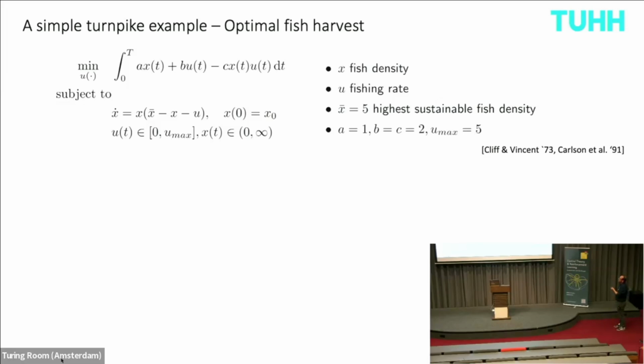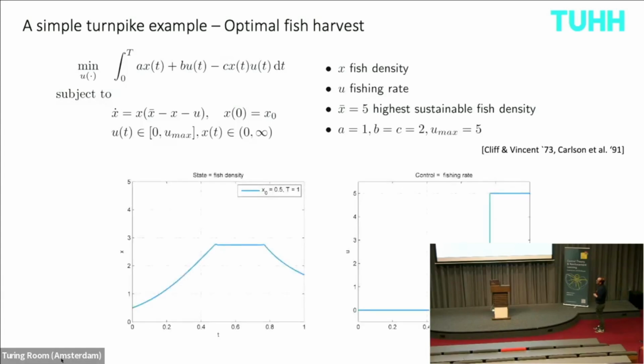Fishing occurs at a cost. This is modeled by b times u, in terms of feeding, labor, whatever, or labor mostly. And also having the fish in the reservoir occurs at a cost. We have to feed them. That's this term. So we want, in some sense, to maximize the revenue we make with operating our little fishing business. These are the parameters. The model itself dates back to 1973. I've stolen it from this book.